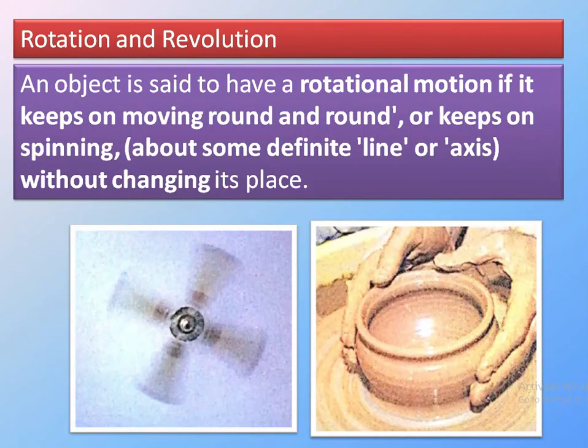An object is said to have a rotational motion if it keeps on moving round and round or keeps on spinning about some definite line or axis without changing its place.